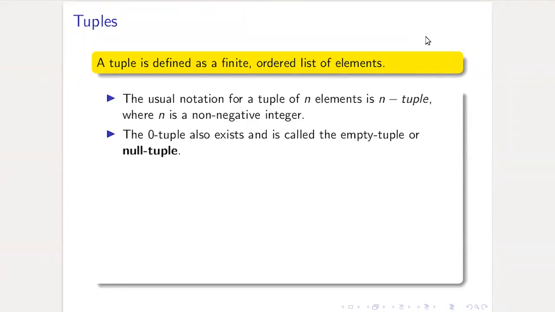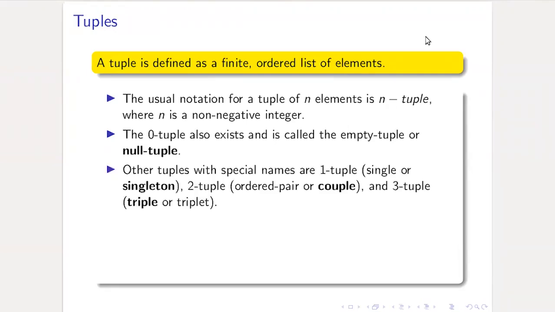But we have some special names for special tuples. A tuple with no elements also exist. That is the zero tuple. We call it null tuple or empty tuple. And a tuple with a single element exists. We call that a singleton or a single tuple. And more familiar tuple we have is the tuple with two values or two elements, which we call the two tuple or a couple or an ordered pair.